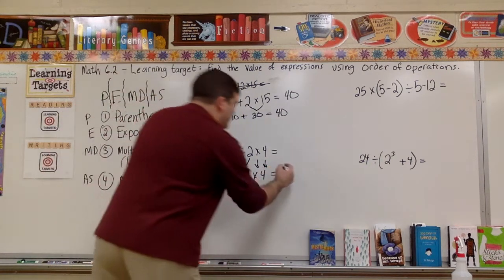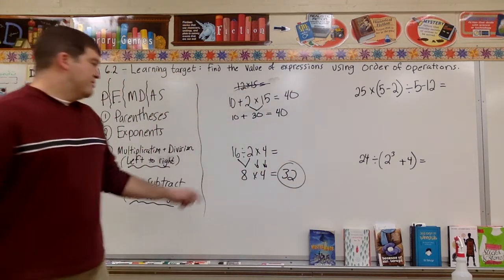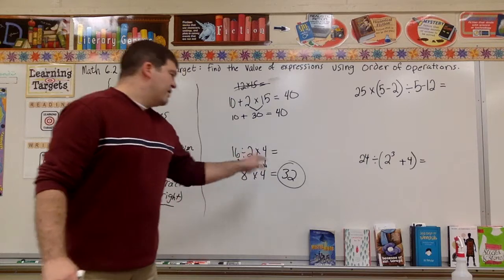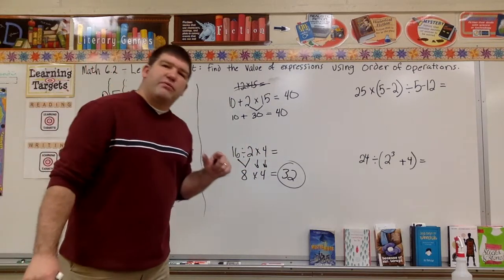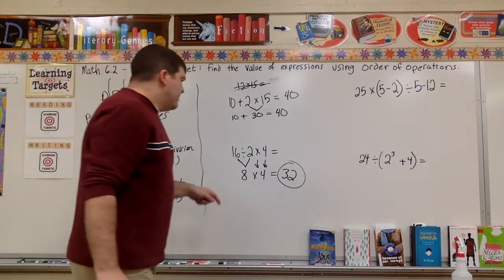8 times 4 is 32. Okay, so 16 divided by 2 times 4 is 32. That's the correct answer following the order of operations.